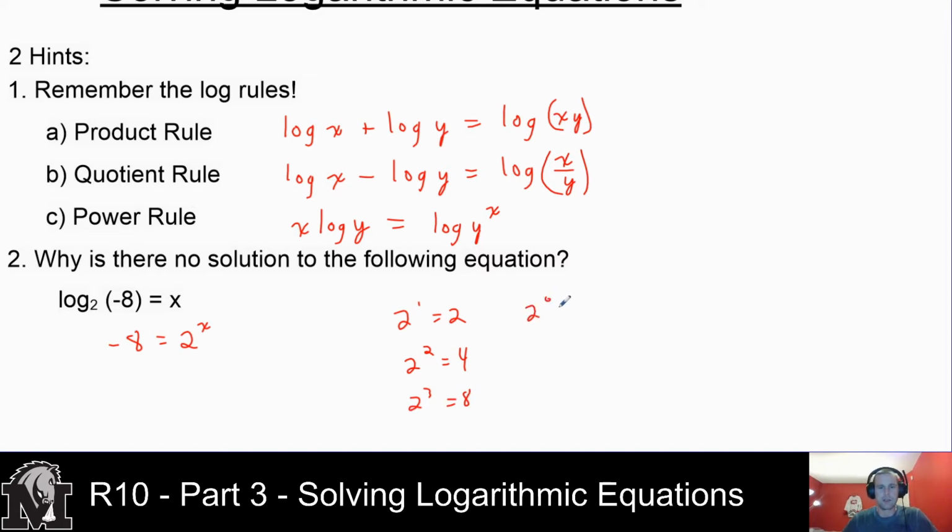We go 2 to the power 0, well, anything to the power 0 is 1. 2 to the power negative 1 is 1/2. 2 to the power negative 2 is 1/4. 2 to the power negative 3, that's 1/8. So we're still positive. We're never, ever going to get a negative number. So the argument can never be negative. Argument cannot be negative.